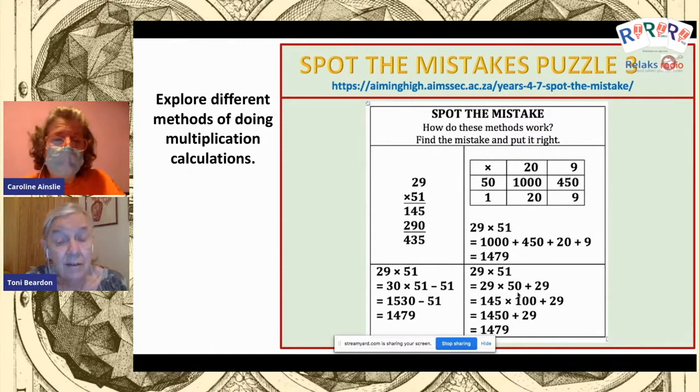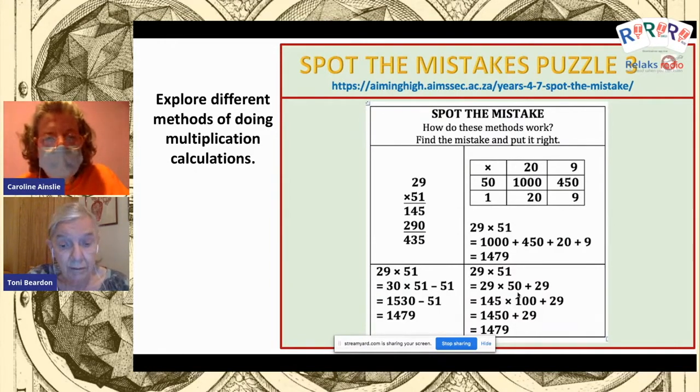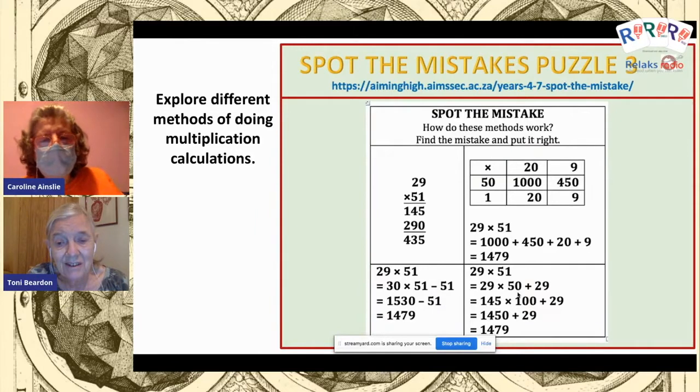But you see, Caroline, there are 2 mistakes and they cancel each other out. So you get the right answer at the end. The second mistake is that 145 times 100 is 14,500. So if you don't put the decimal point in the line above, then the next line doesn't follow. Okay. Well, we're going to talk about that in a minute, aren't we?